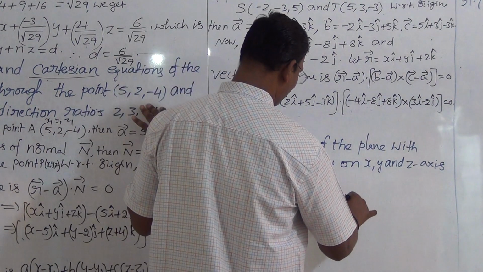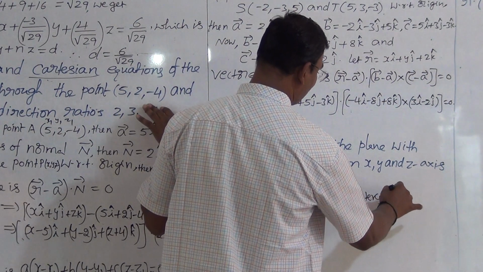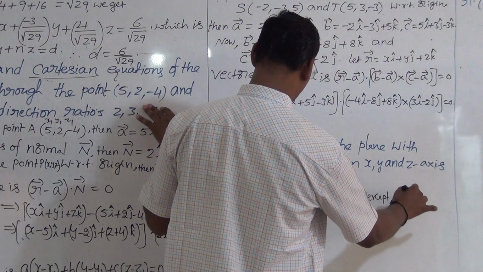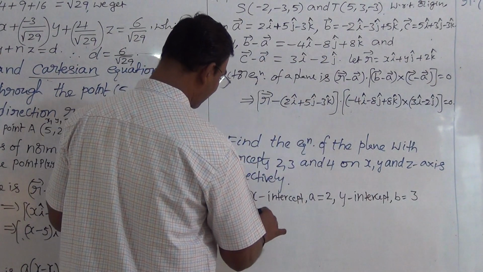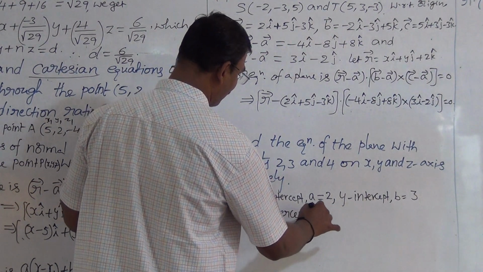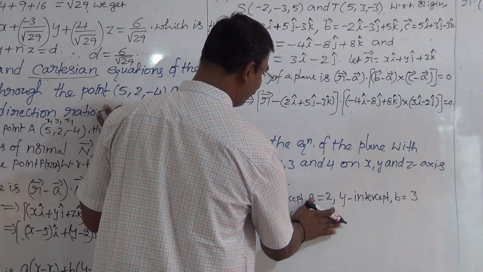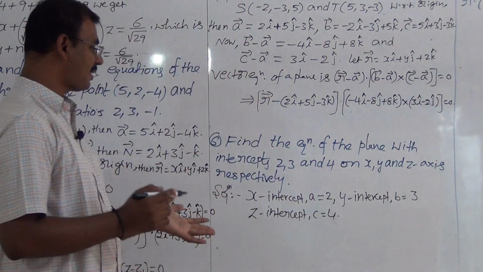The y intercept is generally taken as b. b is equal to how much has he given? 3 units. The z intercept is taken as c. c is equal to 4, given. So we have the x, y, z intercepts.